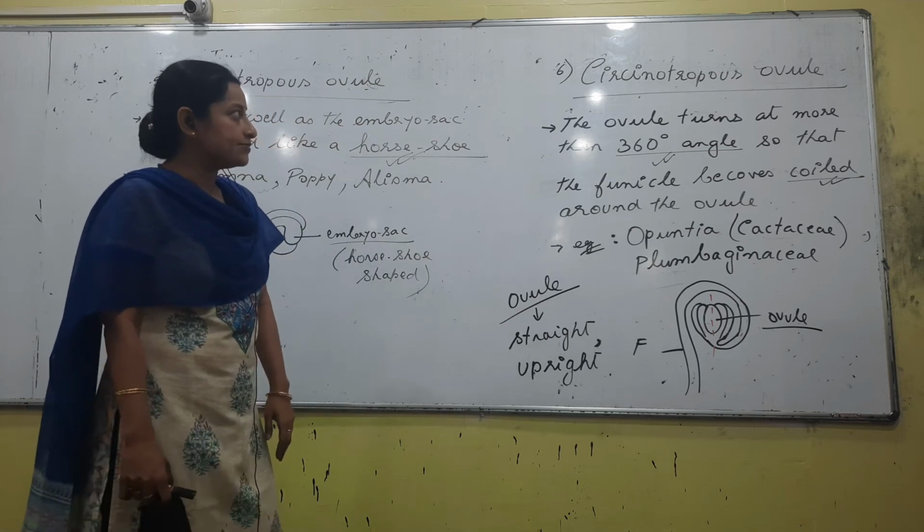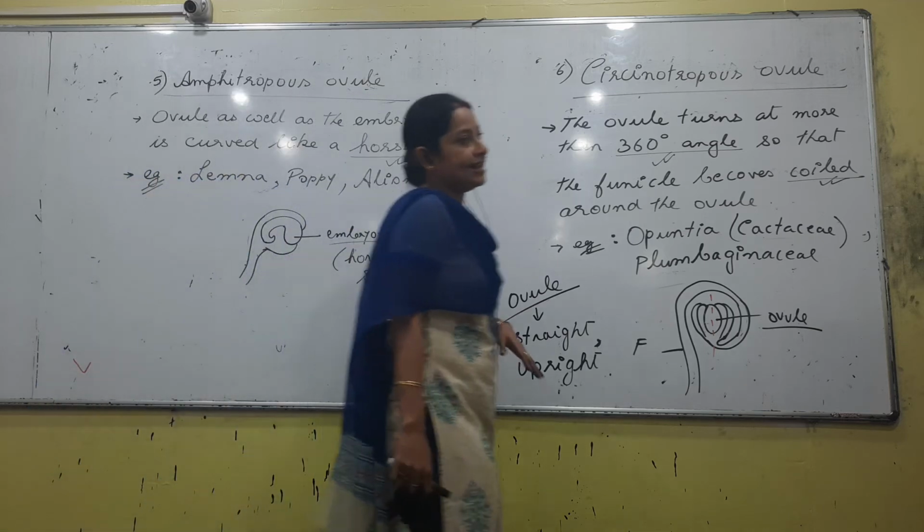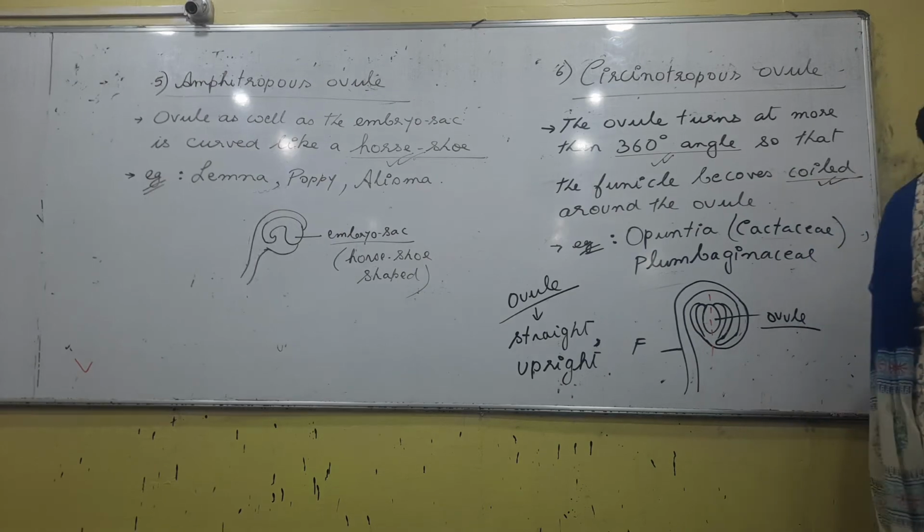So these are the different types of ovules. What is important is the examples and the angles.